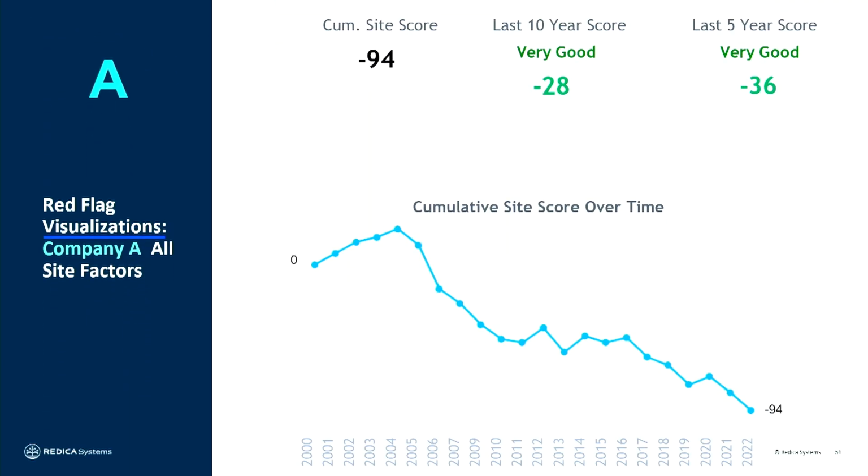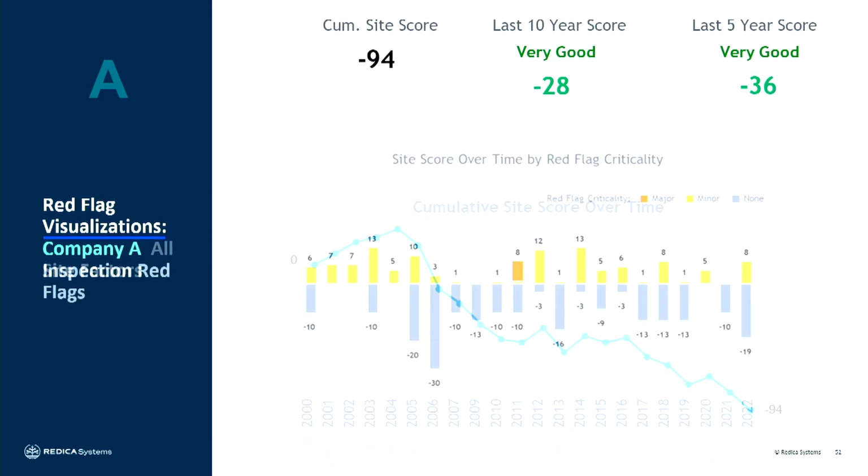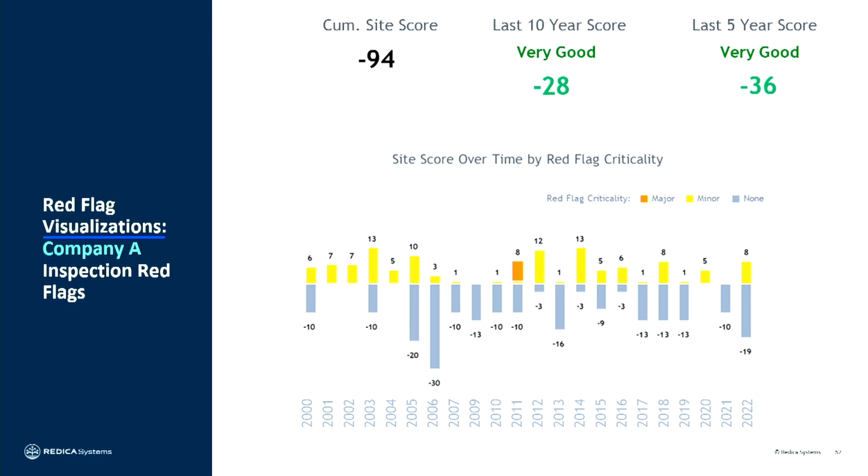So here's site A. Cumulative score, last 10 years and last 5 years. Pretty good, right? And you can see that we've got data over the past 20 years. And this is a cumulative site score for company A. What goes into that? Well, there are no critical red flags. There are none that are red for this particular site. You can see that they had some sort of a major finding all the way back in 2011, right? Other than that, pretty steady and improving.